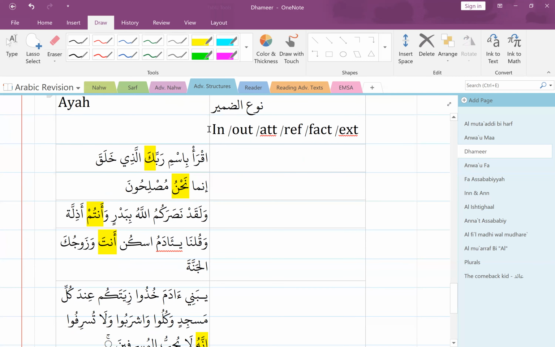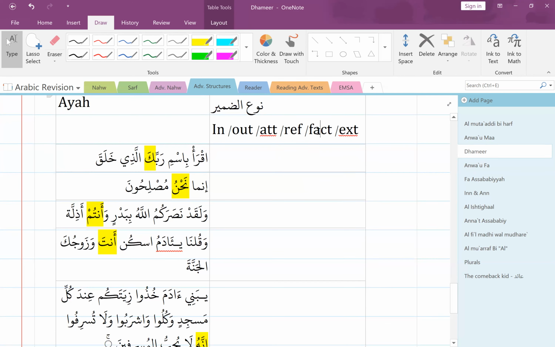Just to recap, inside pronoun is going to be inside the verb. Outside is going to be an independent pronoun. Attached is going to be an attached pronoun. You're familiar with that. It's going to be attached either to an ism or a fi'al. Referee pronoun is going to be between a mubtada and a khabar, or an ismul ishara and a khabar.